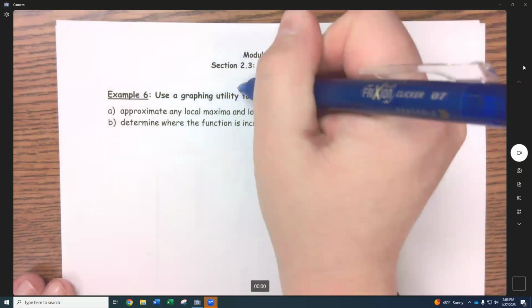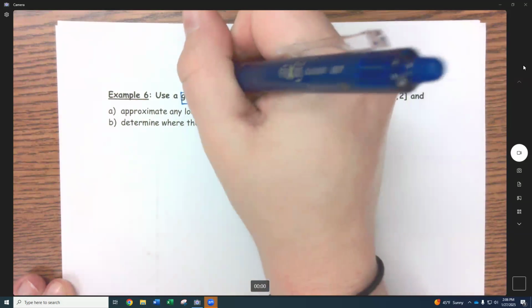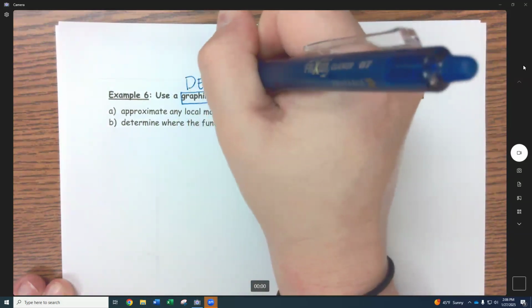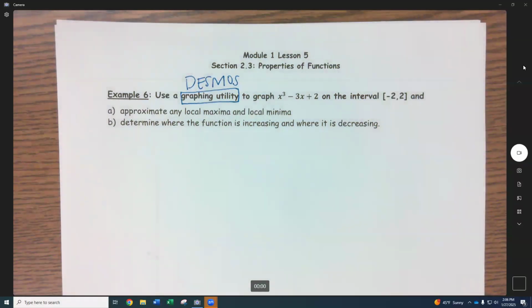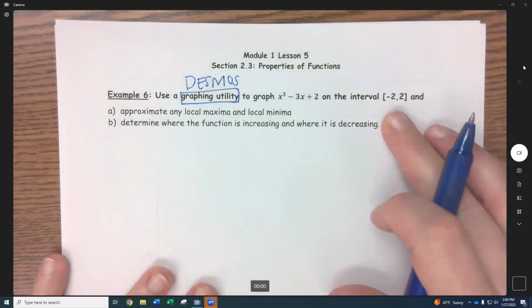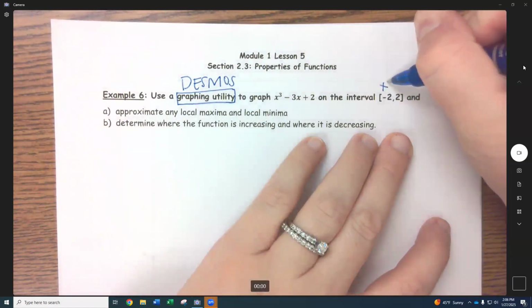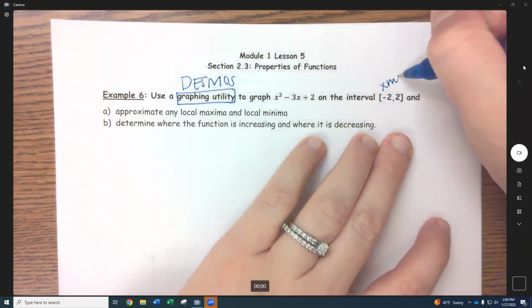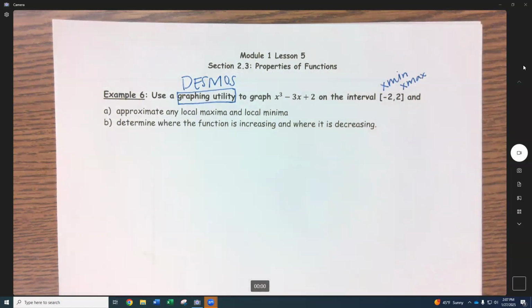So for this video, the graphing utility that we're going to use is Desmos. If you have a graphing calculator, there is another video that is made using a graphing calculator in case you want to use that instead of Desmos. And it is going to tell us on this interval of -2 to 2. And so this will represent our x min and our x max there. So we'll need that as well.